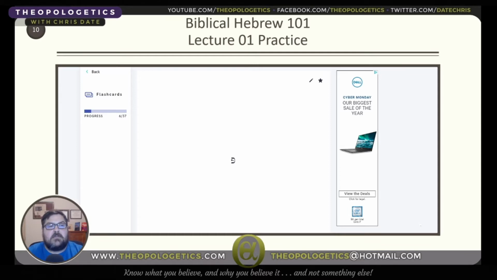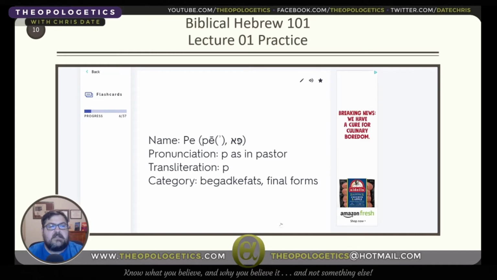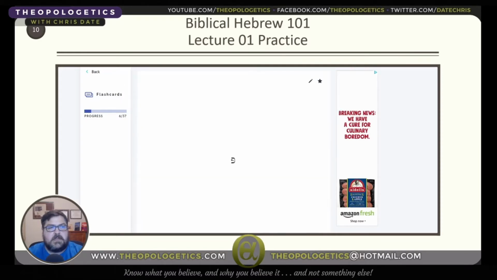And this is in the category, there are actually two categories this falls in. It falls under the category of begad kafat consonants that take a dagesh lene at the beginnings of words and in the middle of words right after, not vowel sounds as I said earlier, but consonant sounds. And it's in the category of letters that take final forms. But this isn't its final form. All right, so P as in pastor, transliteration P, and this is in both begad kafats and final forms. Next character, what is this? Take a moment.